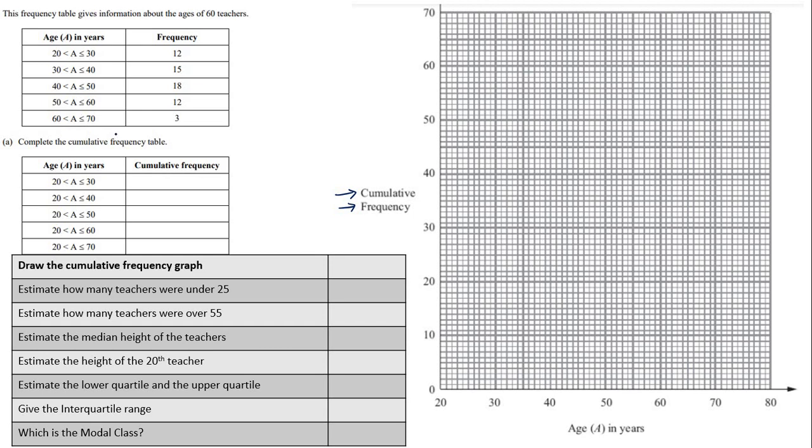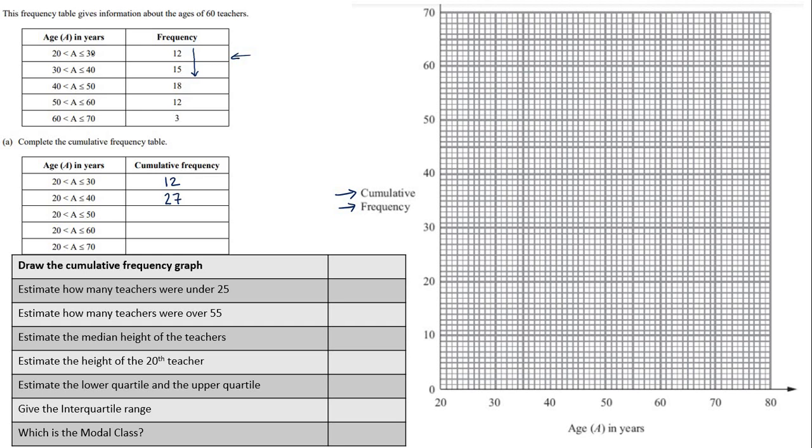Okay, complete the cumulative frequency table. Well, how many teachers have we seen that are between 20 and 30 years old? Well, that'll be exactly the same as this first row up here. There will be 12 teachers. Next, how many teachers have we seen between 20 and 40 years old? Now, between 20 and 40 years old, you've got these 12 and also these 15. Between 20 and 40 means you've got from 20 to 30 and from 30 to 40. So you can add those up and you'll get 27 teachers in total.